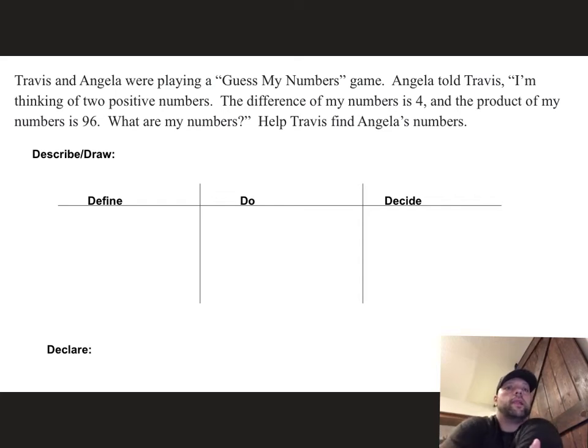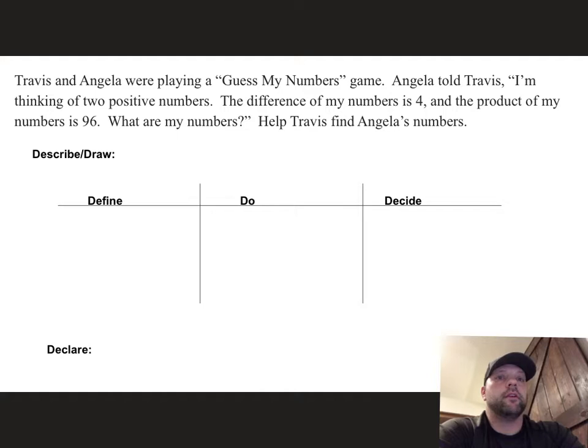Travis and Angela were playing a Guess My Numbers game. Angela told Travis, I'm thinking of two positive numbers. The difference of my numbers is 4, and the product of my numbers is 96. What are my numbers? Okay, so on this one, there's not really a picture to draw.